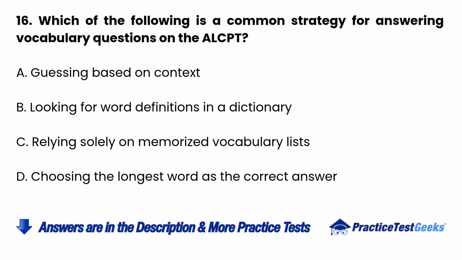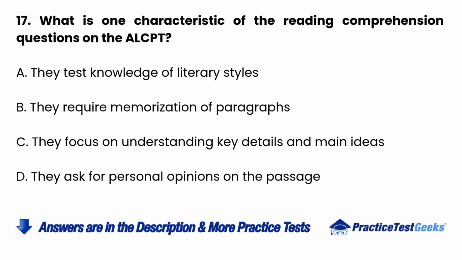A. Guessing based on context. B. Looking for word definitions in a dictionary. C. Relying solely on memorized vocabulary lists. D. Choosing the longest word as the correct answer. 17. What is one characteristic of the reading comprehension questions on the ALCPT?